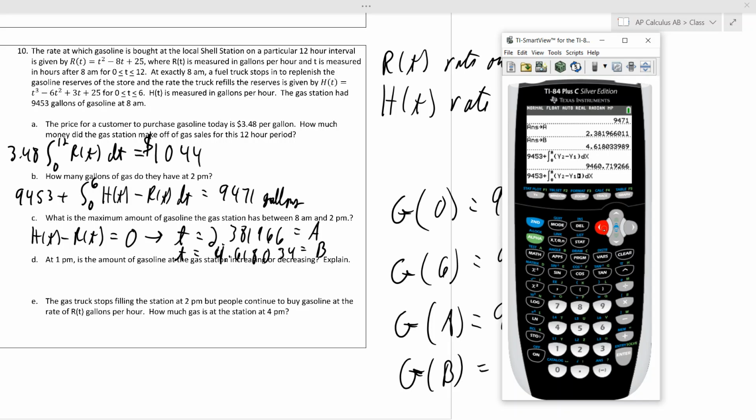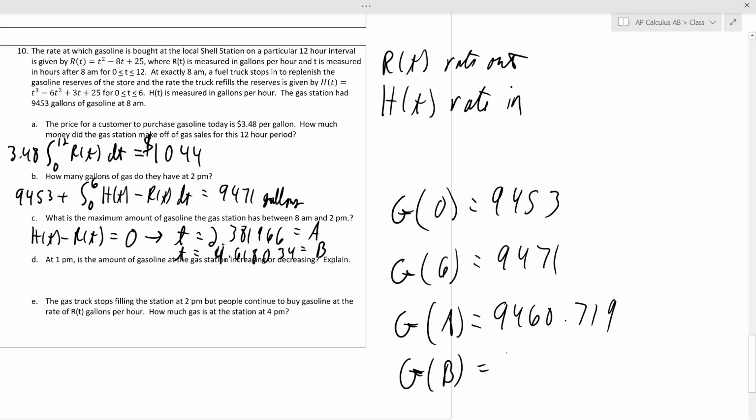Just going to go back here and change that A to a B now. Alpha B. Boom. And that is 9454.197. So the maximum happens, you can see here, the greatest of these is 9471.